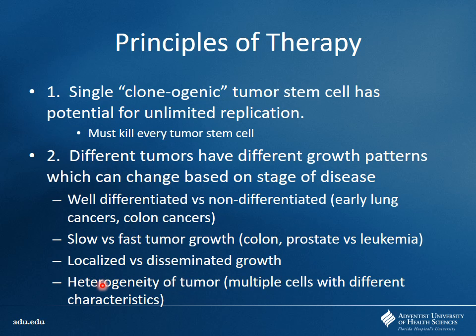Localized versus disseminated. This will be important as far as, are the cells really well localized? If they're localized, there's just one spot, what could I do with that? Cut it right out, right? Versus if it's very well disseminated, I can't really get away with that. So imagine a single tumor, you can cut that out potentially. Surgery is an option. Leukemias, you can't really do that.